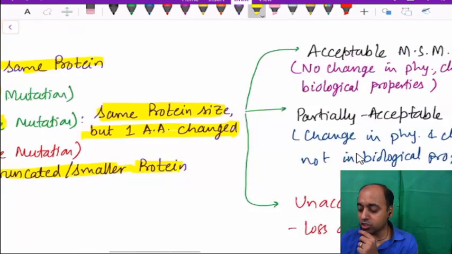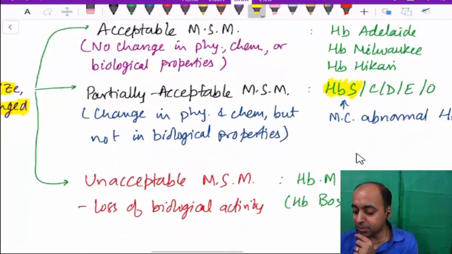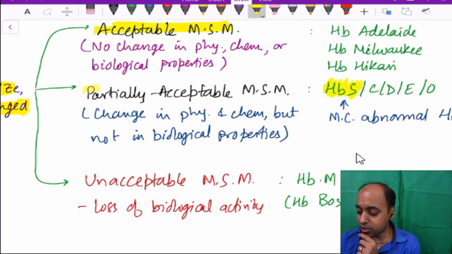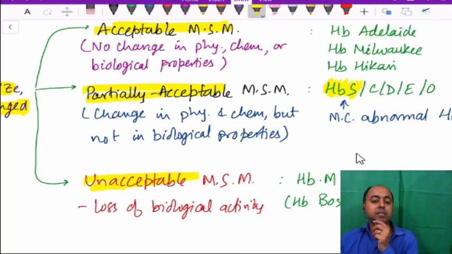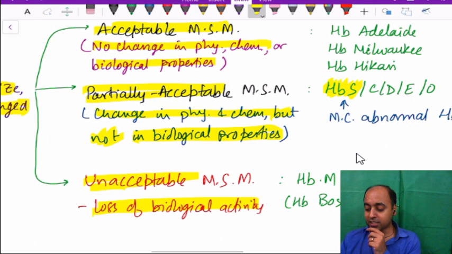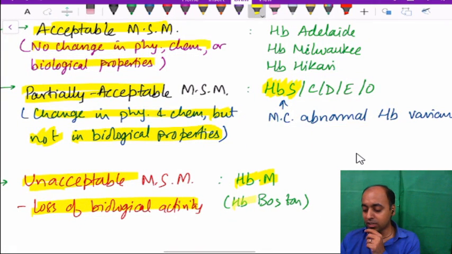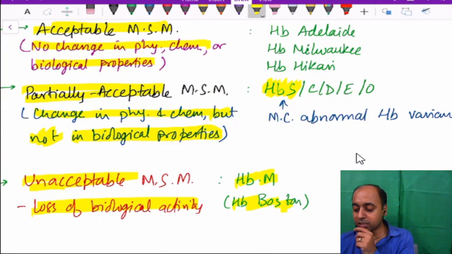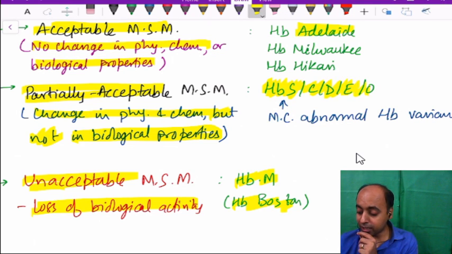Talking about the missense mutation, it may be acceptable, partially acceptable, or unacceptable. In acceptable missense mutation, there is no change in physical, chemical, or biological properties. In partially acceptable missense mutation, there is change in physical and chemical, but not in the biological property. Whereas in unacceptable mutation, the biological activity is lost. The examples include HbM or hemoglobin Boston for the unacceptable missense mutation, the variants of hemoglobin HbS, C, D, E, O for partially acceptable, and examples like hemoglobin Adelaide, Milwaukee and Hikari for acceptable missense mutation.